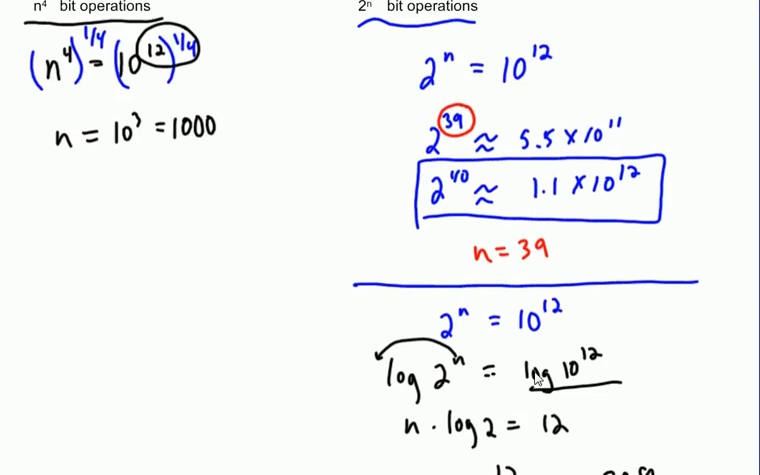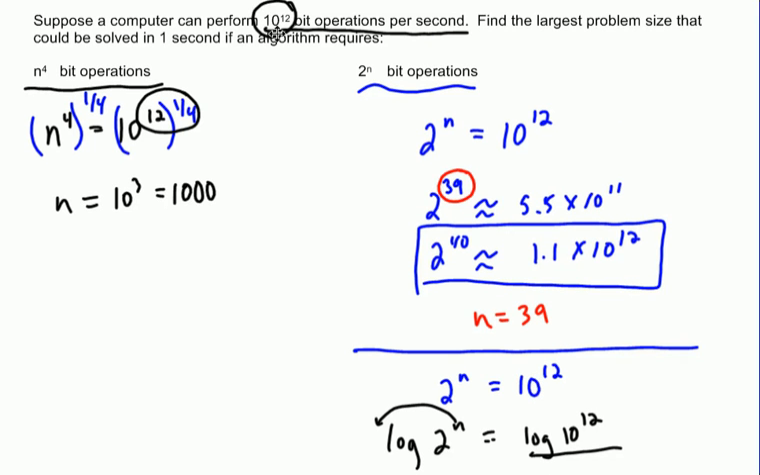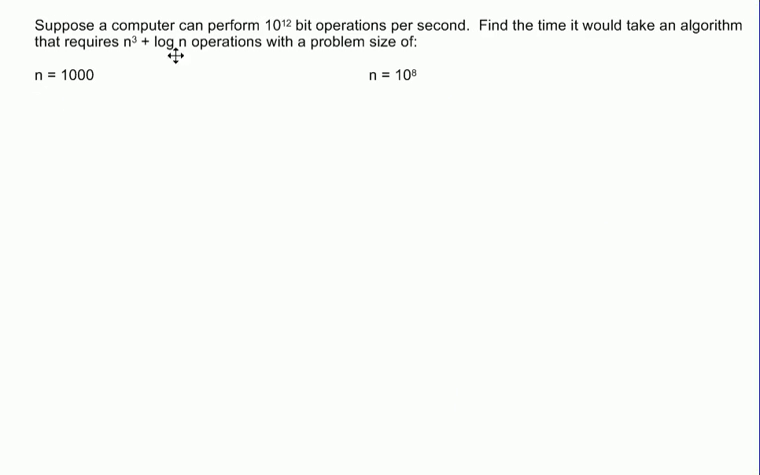Okay? Now the reverse question to this is, how much time would it take to solve a problem of a certain size? So in the examples here, you knew how much time you had. You had 1 second, which equated in this case to 10 to the 12th bit operations, and you wanted to know how big a problem you could solve.